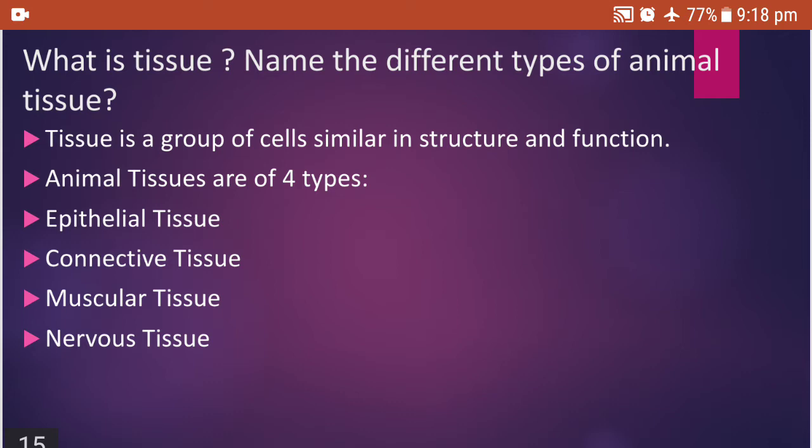Next, what is tissue? Name the different types of animal tissue. Tissue is a group of cells similar in structure and function. The different types of animal tissues are epithelial tissue, connective tissue, muscular tissue, and the nervous tissue.